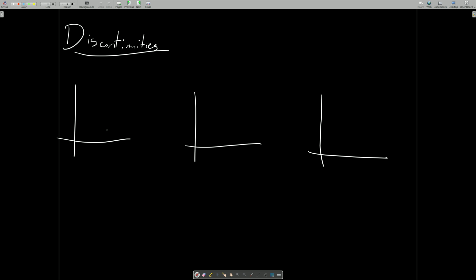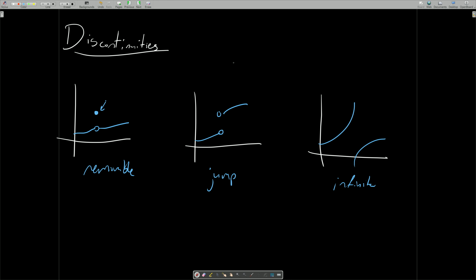Discontinuities. There are 3 main types of discontinuities. You have removable discontinuities. It's like a point is just removed from the function. You have jump discontinuities, where the function jumps. And you have infinite discontinuities. These are basically vertical asymptotes.